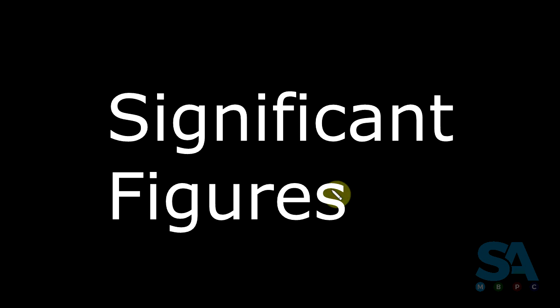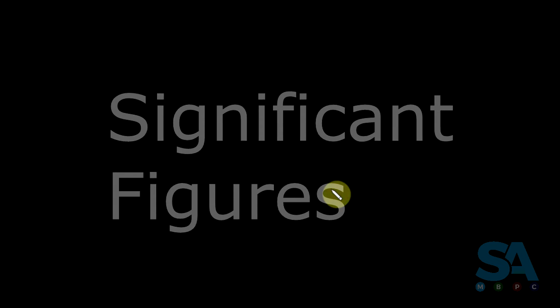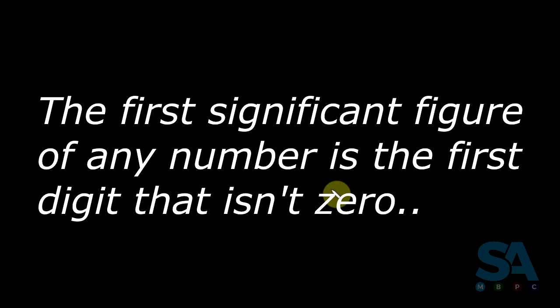Now let's look at significant figures. The method for significant figures is identical to that for decimal places, except finding the last digit is a bit more difficult. And this is because we treat the 0 slightly differently. So the first significant figure of any number is simply the first digit which isn't a 0. The second, third, fourth, and so on significant figures follow on immediately after the first, whether or not they're 0 or non-zeros, that doesn't matter.